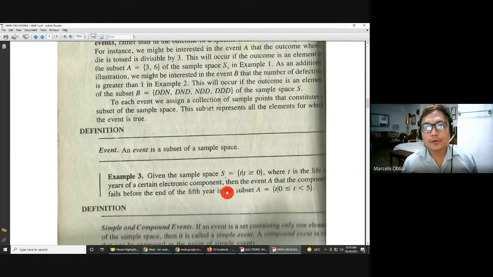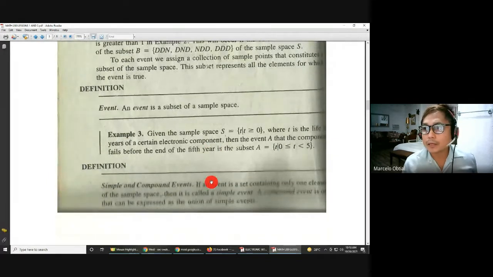We also defined event. We defined that as a subset of sample space. Kumbaga, part lang siya ng sample space. Please take note, yung nasa loob ng sample space is called sample element or sample point.